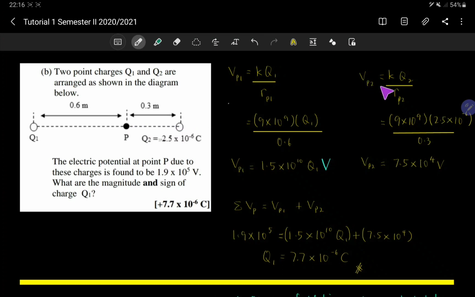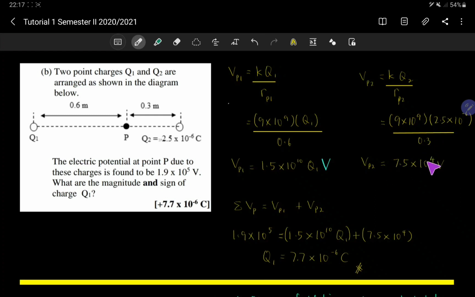That one is VP2 equals KQ2 over RP2. So K is just a constant again. Q2 is 2.5 exponent negative 6 and still positive. The separation between P and Q2 equals 0.3. So by using our calculator, you will get V on P by 2 equals 7.5 exponent 4 volt, and still positive, because Q2 is positive actually.